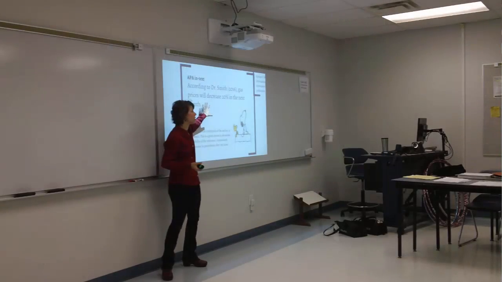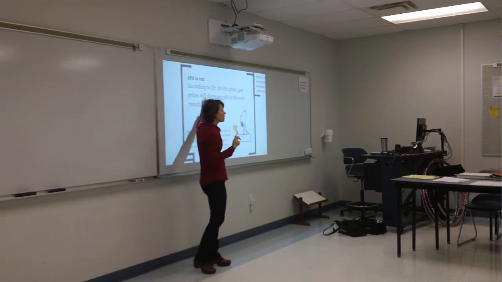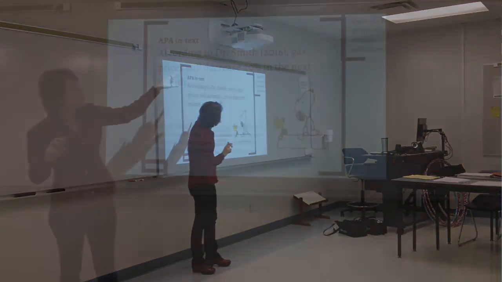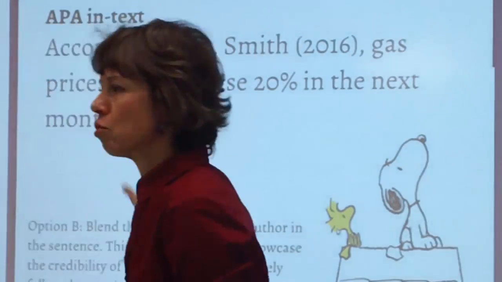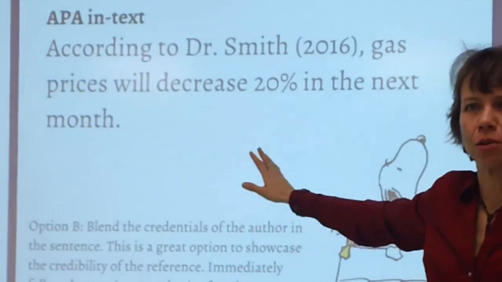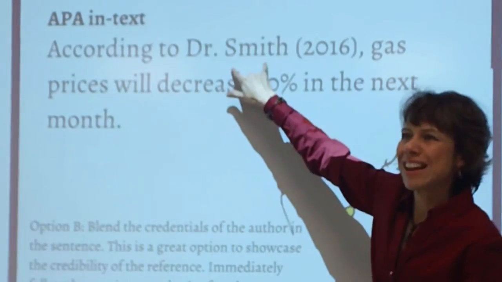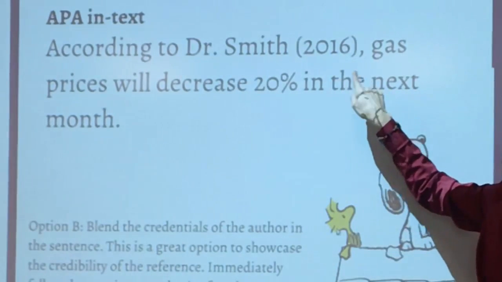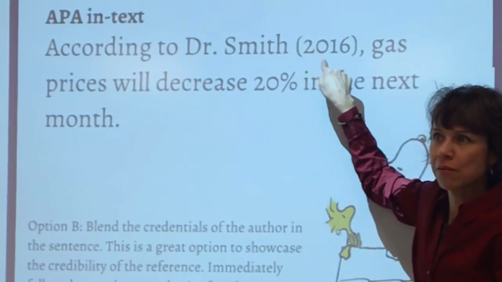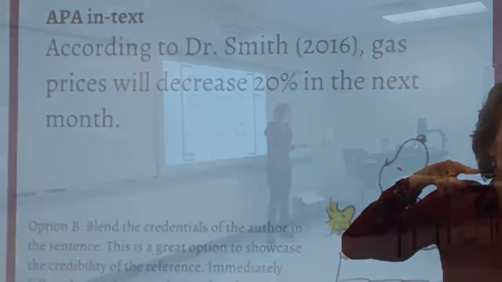The second way to create an in-text citation is to start blending those two pieces of information into the sentence. In this example, everything in here is made up, so these aren't true statistics or true sentences. But what I've done is I've incorporated the name of the person within the sentence, and then right after the name, if you do it this way, you have to have the year of publication immediately after the name of the person.